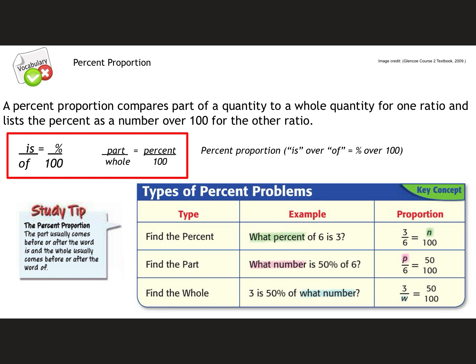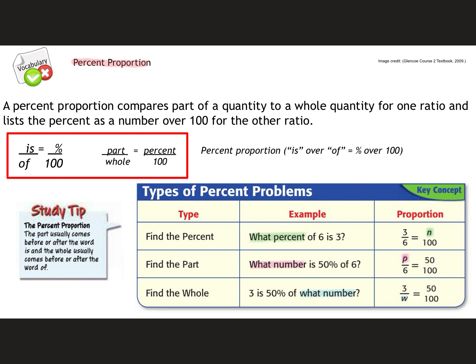The first thing that we are going to learn about here is the percent proportion, and this can be used with our percent problems when we are trying to find like the whole amount of something, or if we're given the percent and we need to find part of it. This can help us to figure that out. Percent proportion compares part of a quantity to a whole quantity for one ratio, and the percent as a whole number over 100. Okay, so this is what it looks like. Is over of equals percent over 100. That's the way that we'll say it a lot, but it also is part over whole equals percent over 100.